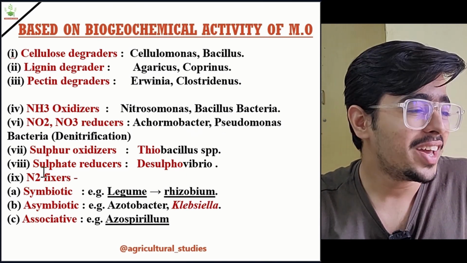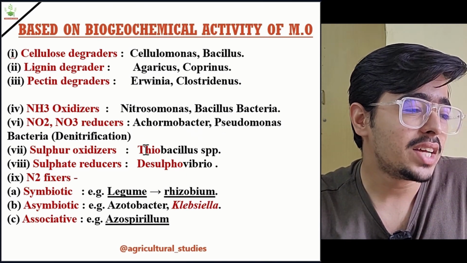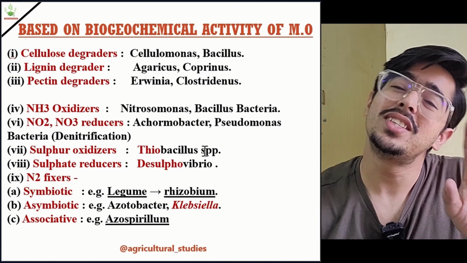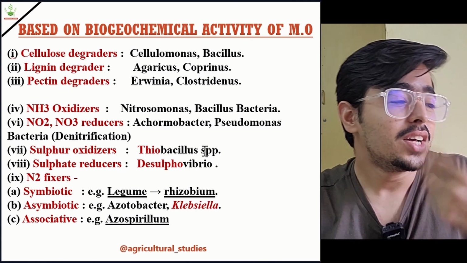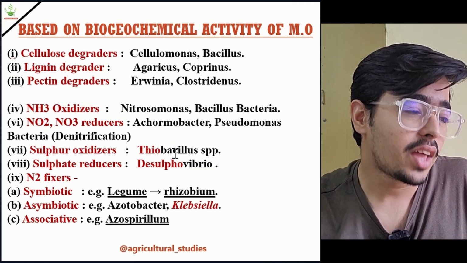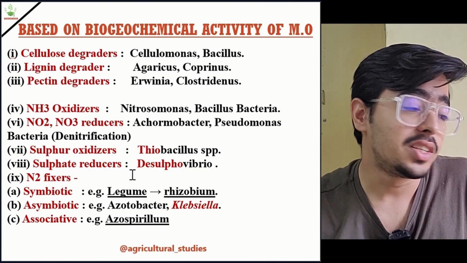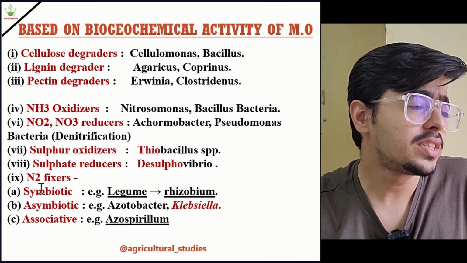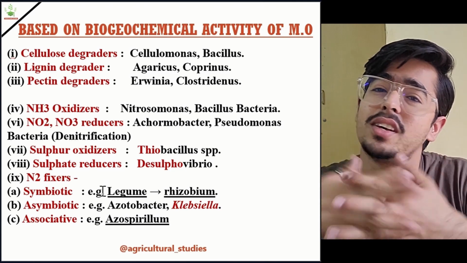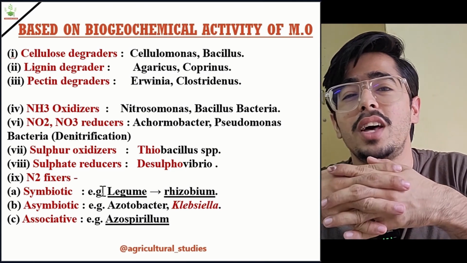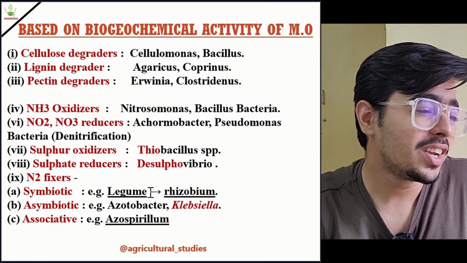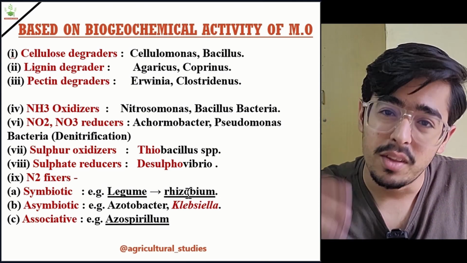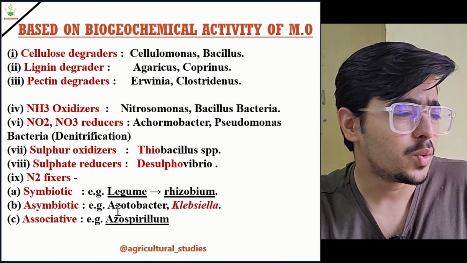These are important. Okay, so next are sulfur oxidizers, Thiobacillus species. Whenever there is the word thio, it is indicating the sulfur, right? So sulfur oxidizers are Thiobacillus. Then sulfur reducers are Desulfovibrio. Nitrogen fixers are symbiotic. Symbiotic relation means two organisms are benefiting each other, right? So symbiotic relations are between the leguminous crop roots and the bacteria named Rhizobium. You may know that, right?